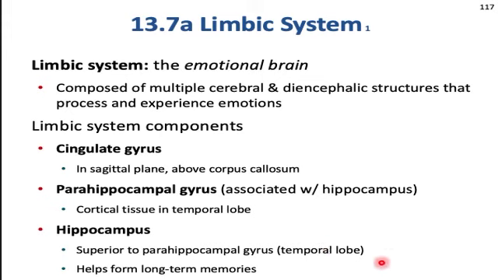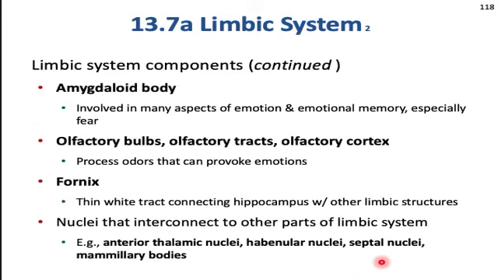Okay, the hippocampus receives stimuli during the day that we think of as conscious memory, and then at night when we dream, it's putting that information into the appropriate memory locations in the brain so that we can draw on them later. Okay? The amygdaloid body is involved in aspects of emotion and memory. Fear is one of the emotions housed in the amygdaloid body. Olfactory bulbs, tracts, and cortex are basically for odor, right? Which is a strong evoker of memories.